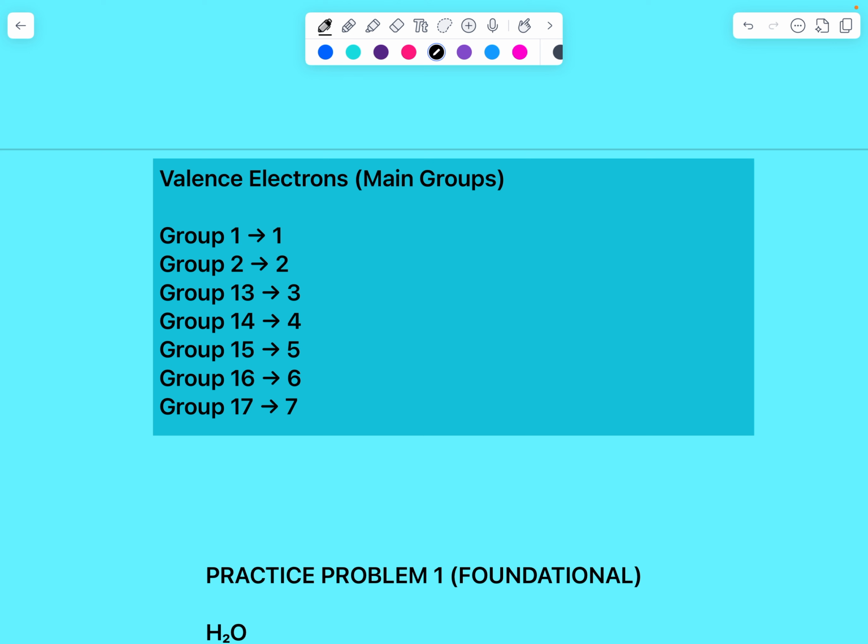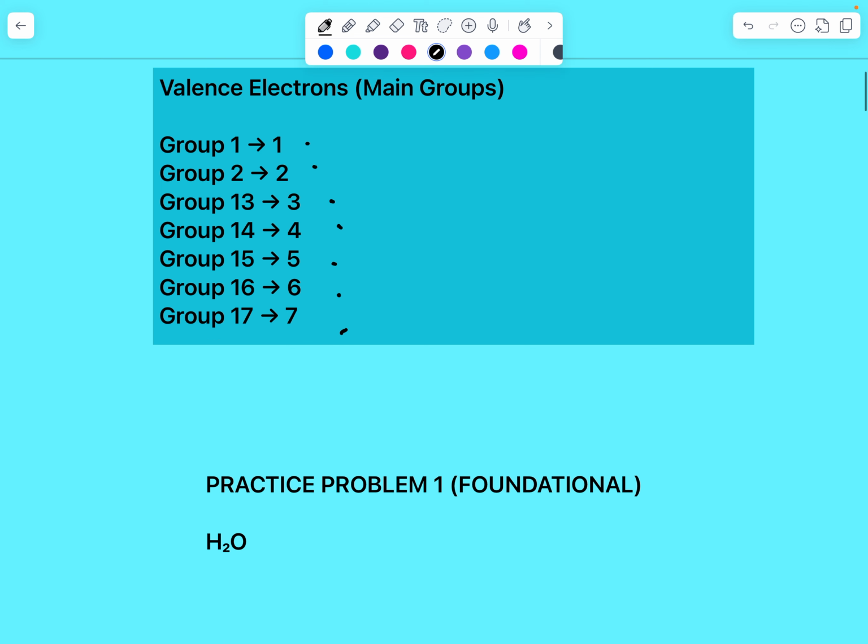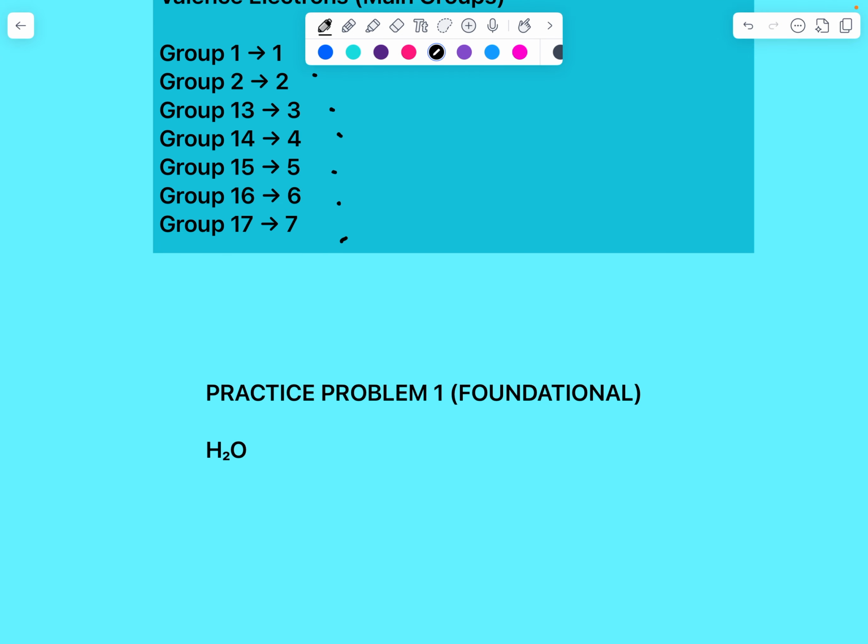Okay, so this is the deal. This is what the valence electrons would be for each of them: 3, 4, 5, 6, 7. So I think you guys got it. One thing that you need to know is that group numbers give valence electrons for main group elements. Let's work on number 1.